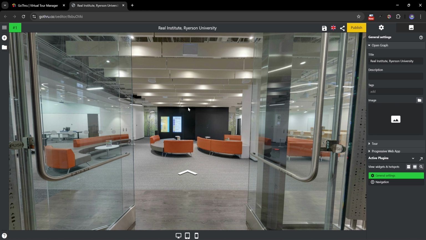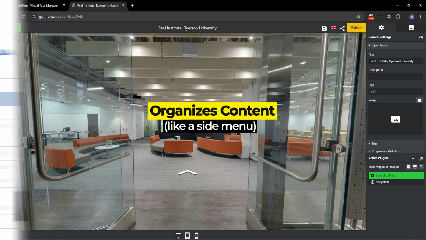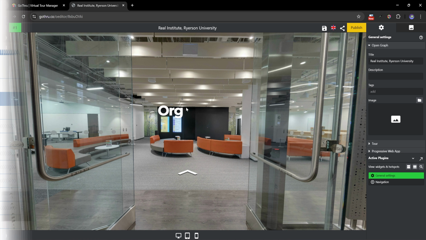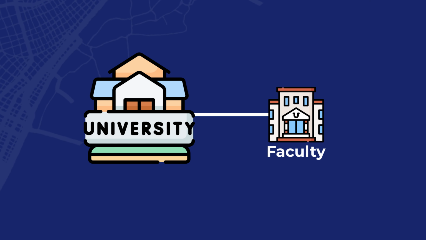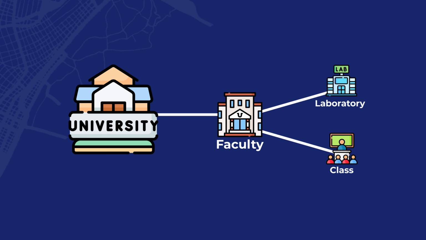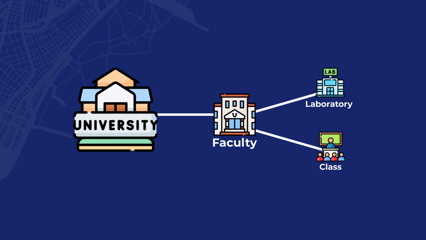Think of the Virtual Tour Assistant as your personal guide. It helps you organize content into categories and subcategories, similar to a side menu. For example, in a university tour, you can have a main section for each faculty or department, and within each section you can add individual rooms, labs, or classrooms as submenus. This structure allows for easy navigation and helps visitors explore different areas efficiently.